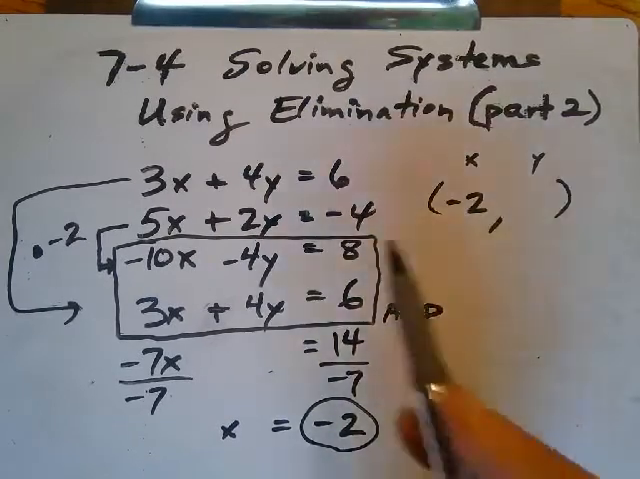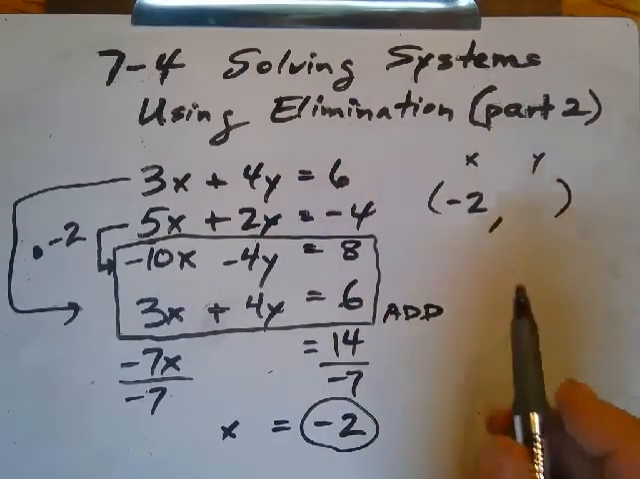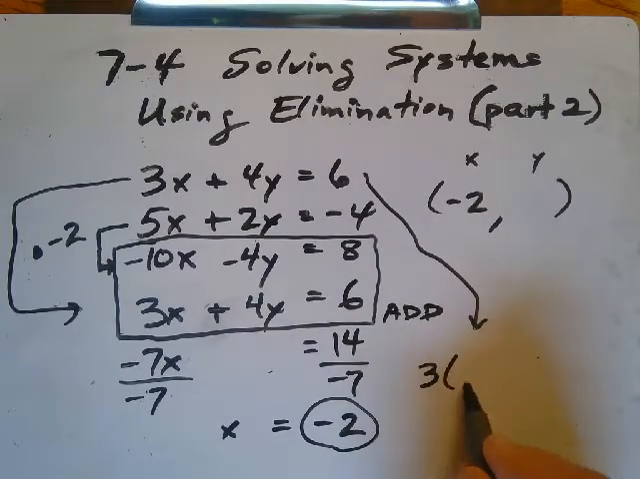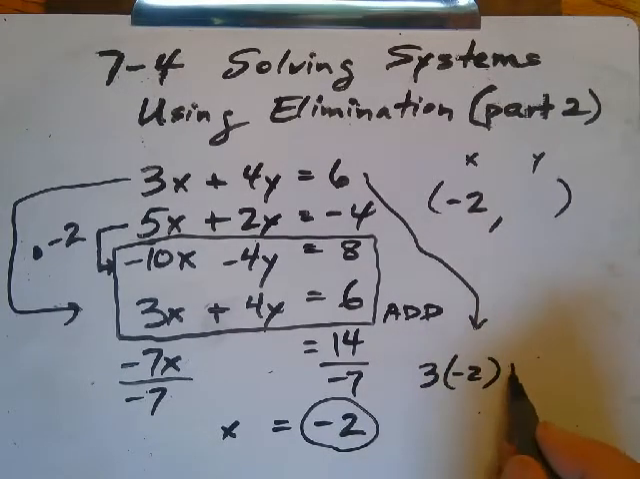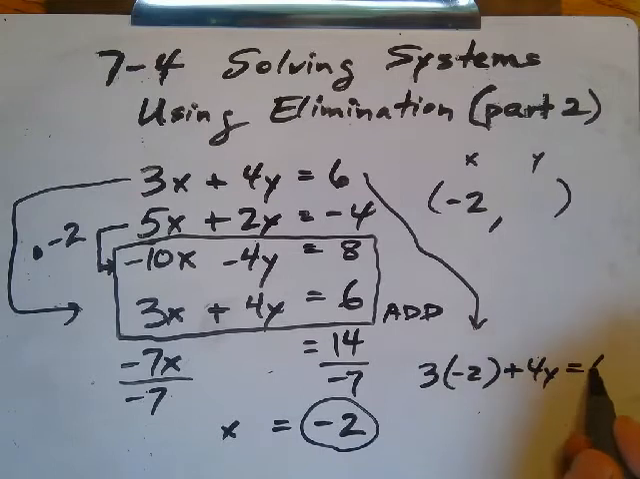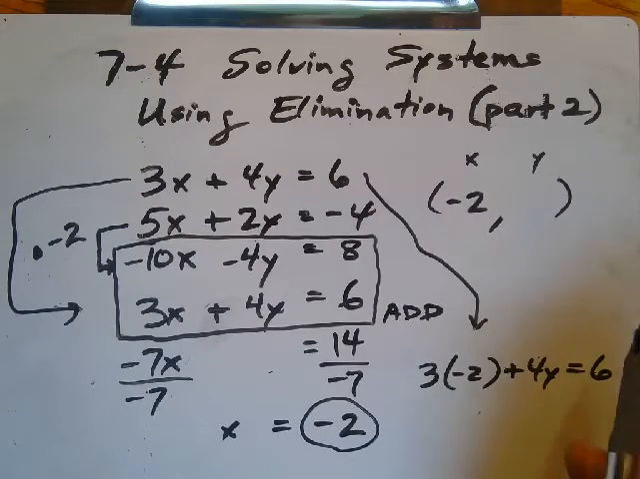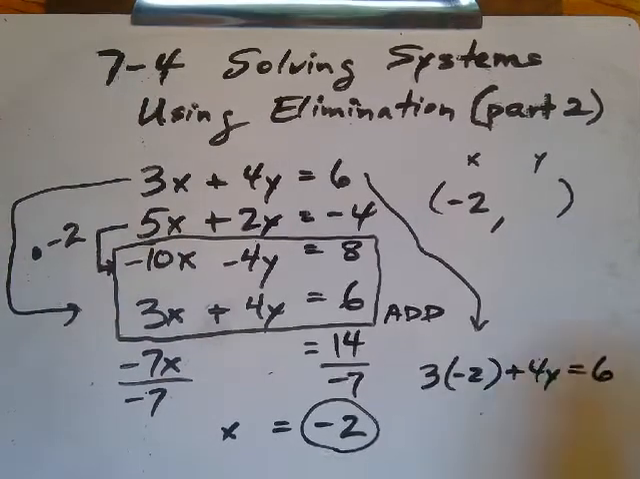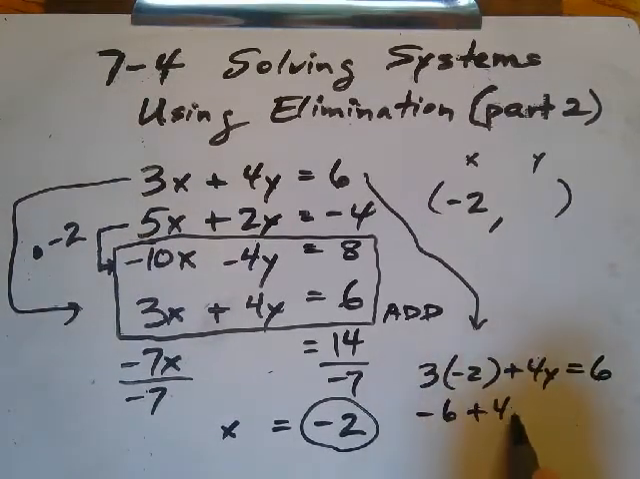Now I can stick it in any of them. I'm just going to pick one of them. Let's pick this one here. Okay, 3 times -2 plus 4 times y equals 6. By the way, how did I pick that? I just picked it because the numbers were simple and small. Okay, -6 plus 4y equals 6.